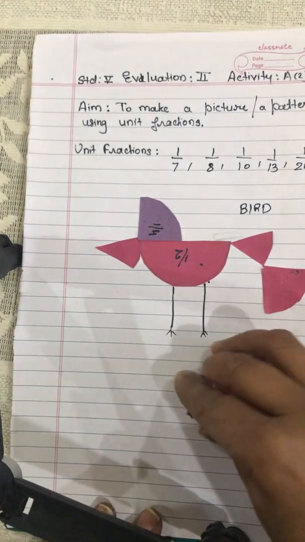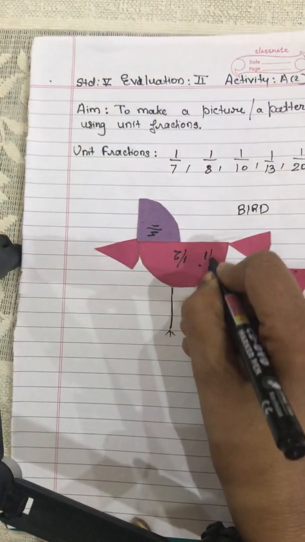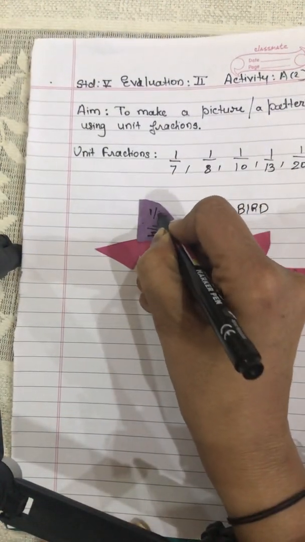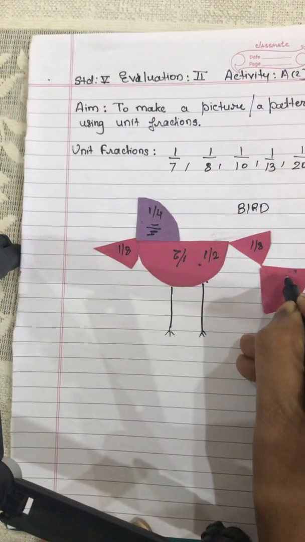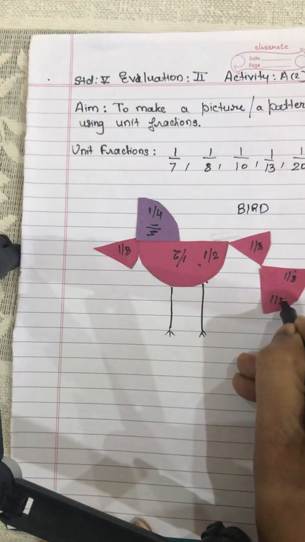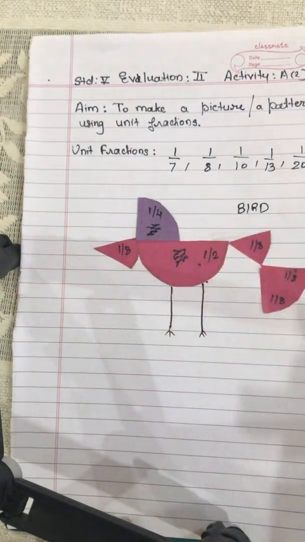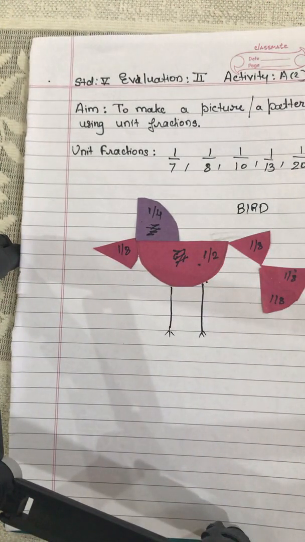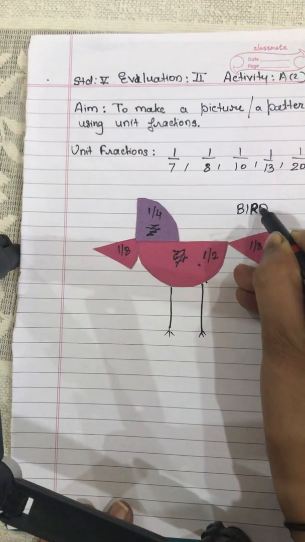It is not compulsory to make the same 1 by 2, 1 by 4, or 1 by 10 or 1 by 8. Okay, so this was 1 by 2, this is 1 by 4, this is 1 by 8 unit fraction, this was 1 by 8, this is also 1 by 8, and this was also 1 by 8. So in this way, different unit fractions can be used to make a pattern or a picture.